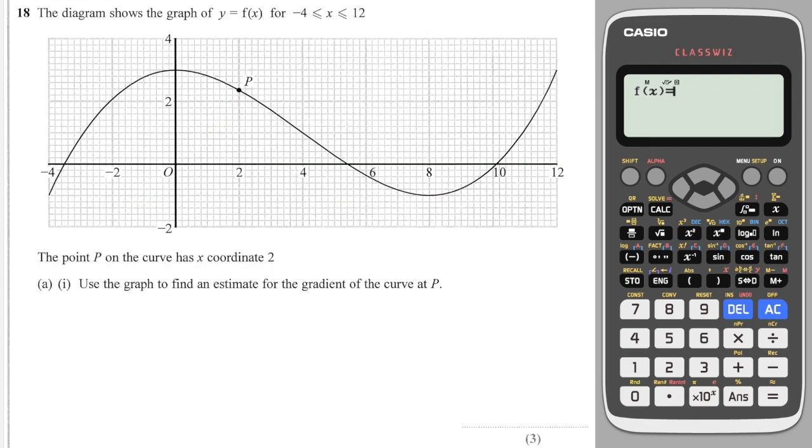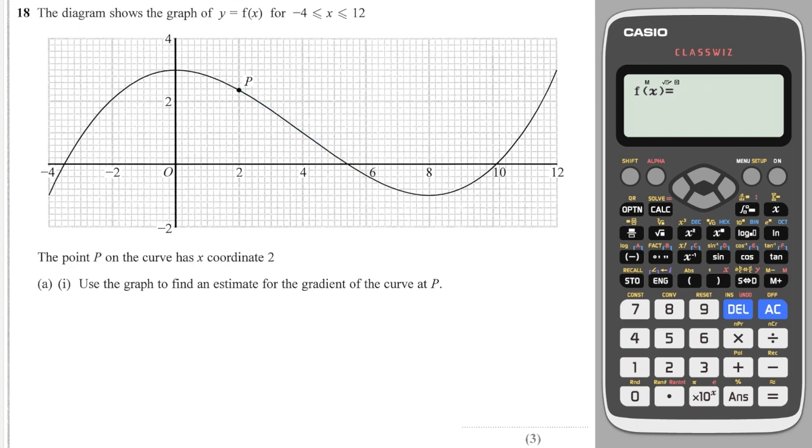Okay, tricky question, this one. The point P on the curve has x coordinate 2. Use the graph to find an estimate for the gradient at P. Well, what I need to do is draw a tangent, so a line which just touches that point there at P. So I'm going to draw something that looks like that.